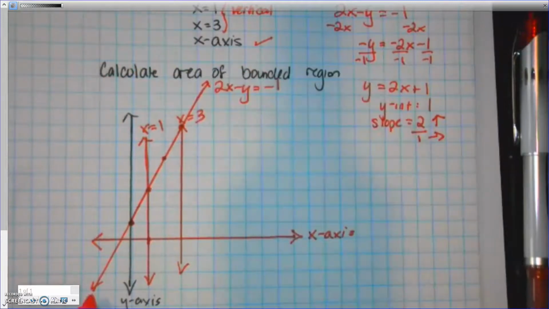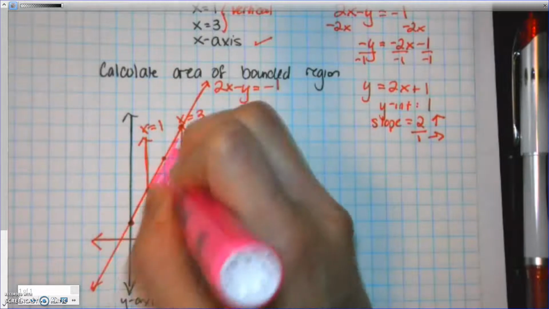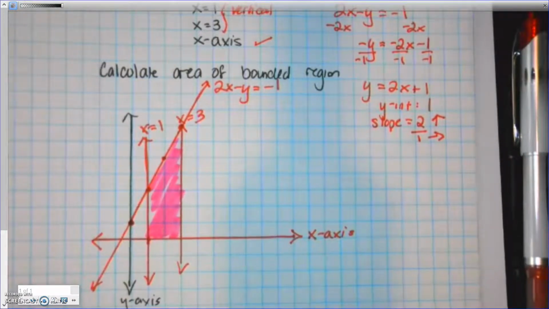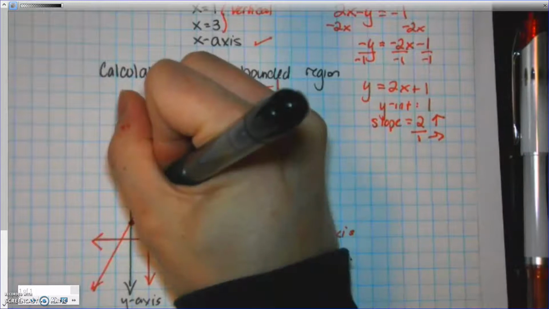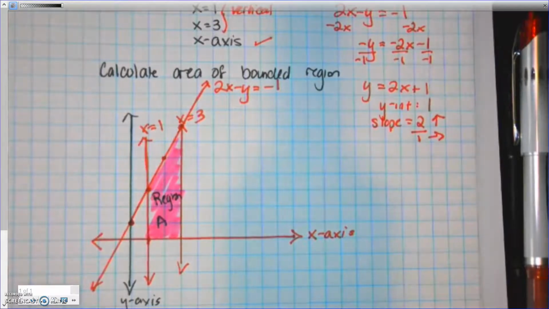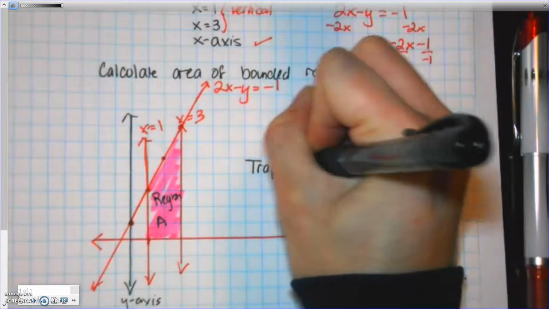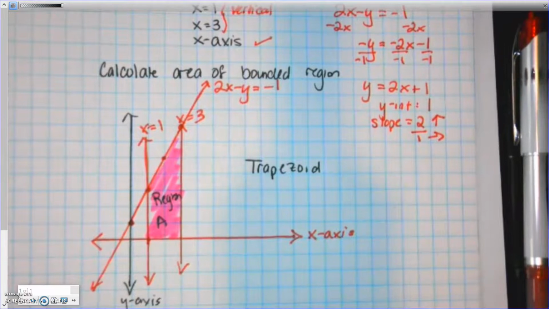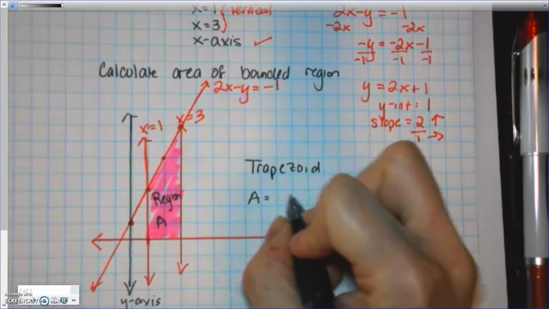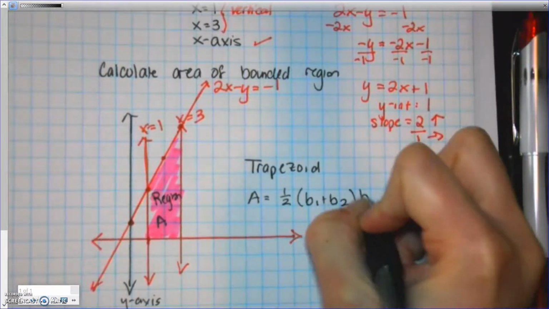Now, I remember my y-axis was not part of my problem. I just put it there for my own reference. So I'm actually looking at this region right here. And on your homework assignment, I ask you to just call that region A. Now, what shape is region A? Well, region A, I see two parallel lines. It's actually a trapezoid. So I know that my area of a trapezoid formula is 1/2 (b1 plus b2) h.